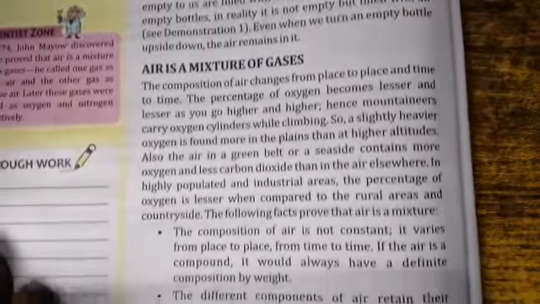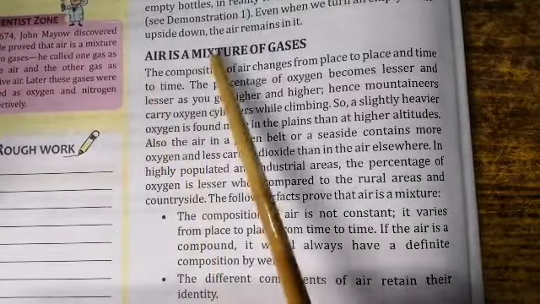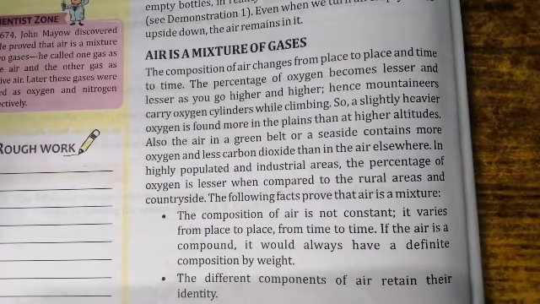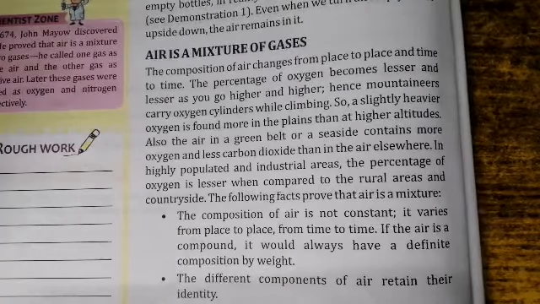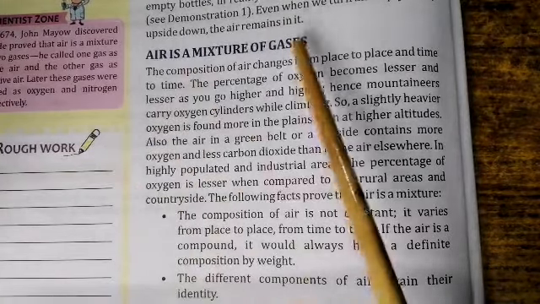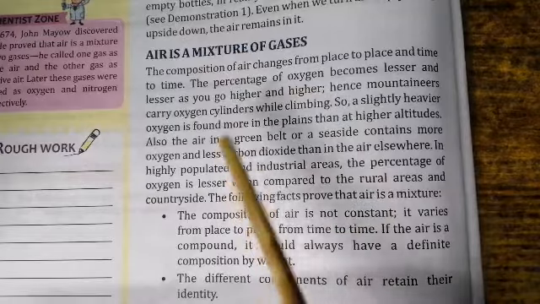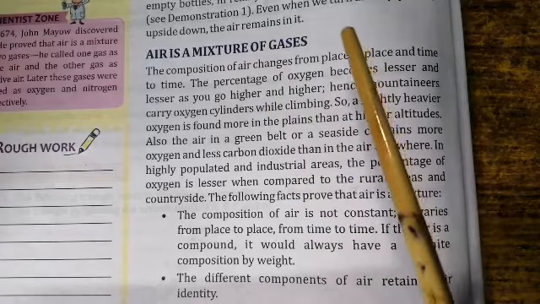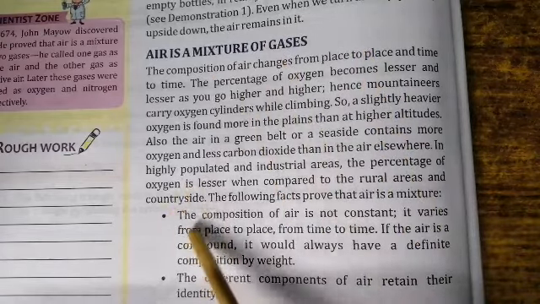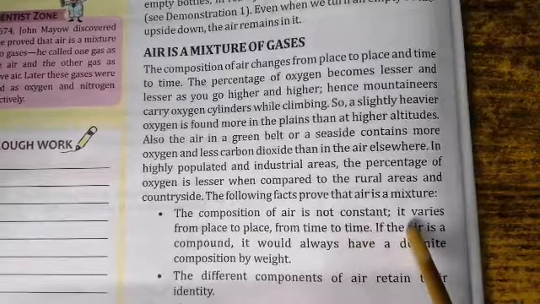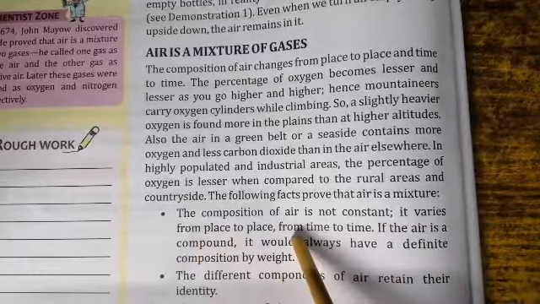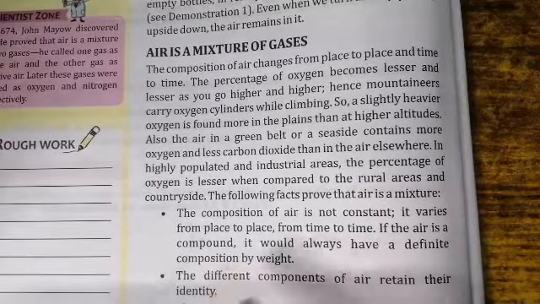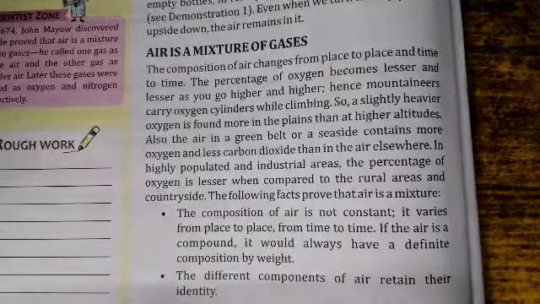Now, we say that air is a mixture of gases, and not a compound or an element. Why do you say that air is a mixture and not a compound? Because air is a mixture of various gases. The composition of air is not constant. It varies from place to place, from time to time. If air were a compound, it would always have a definite composition by weight.